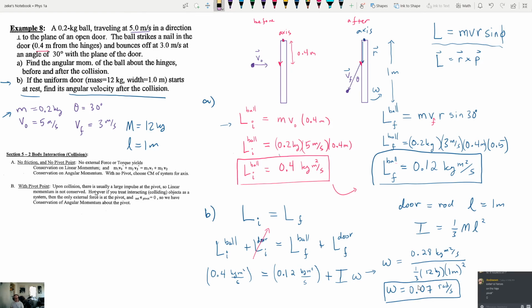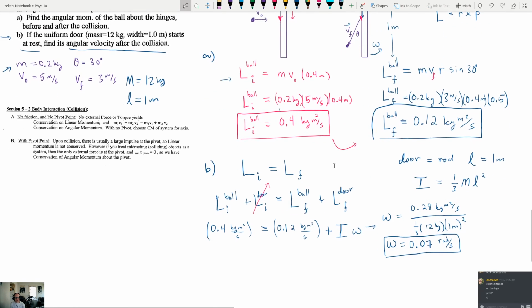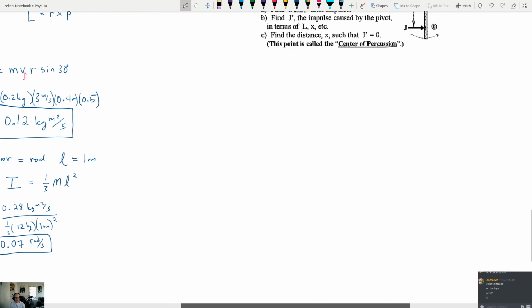Now, we can take problems like this and make them even more complicated. We could ask an additional question on here. The only other question to really ask in this problem would be, what is the force of the pivot during the collision? What's the impulse exerted by the pivot, or the force of the pivot on the system? That's the kind of thing we're going to be looking at next with these problems.